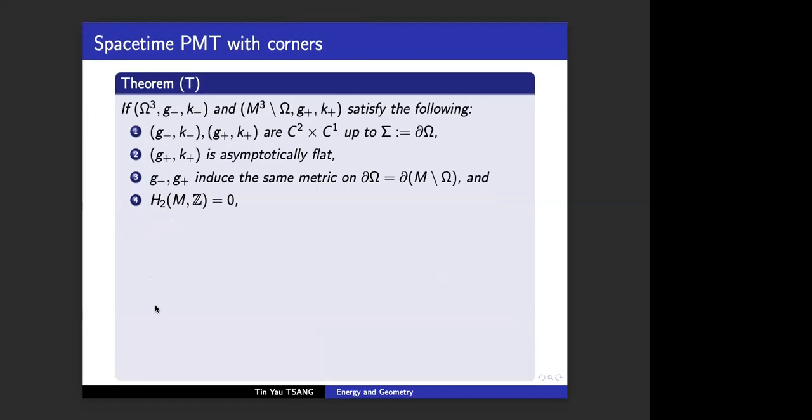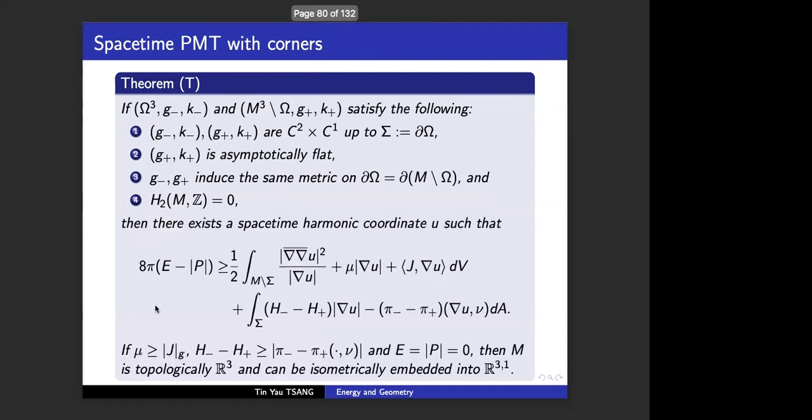Okay, then we extend this to the space-time scenario. So that is not only concerning the metric itself, but this time we also concern the k. So this time g and k are respectively C^2 and C^1 up to the boundary. And then, of course, the outside G plus, K plus is asymptotically flat. G minus and G plus induce the same metric on the boundary. And this time, the topological assumption, again, we sacrifice some of this. But then we have this more general inequality. Mu and J are as usual, and then the jump condition shows up, this is the H and the pi.